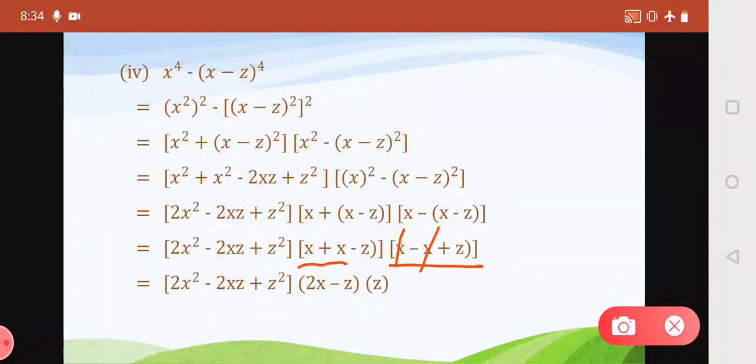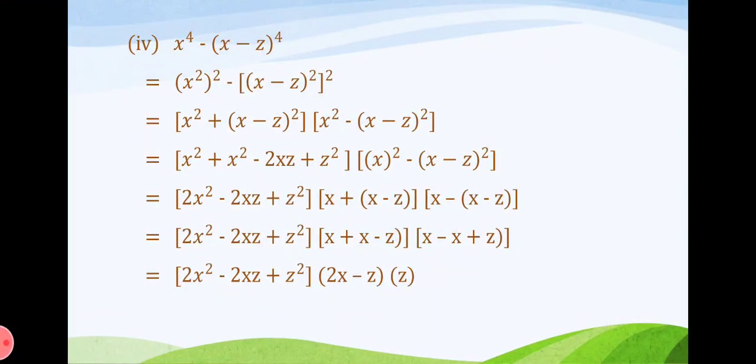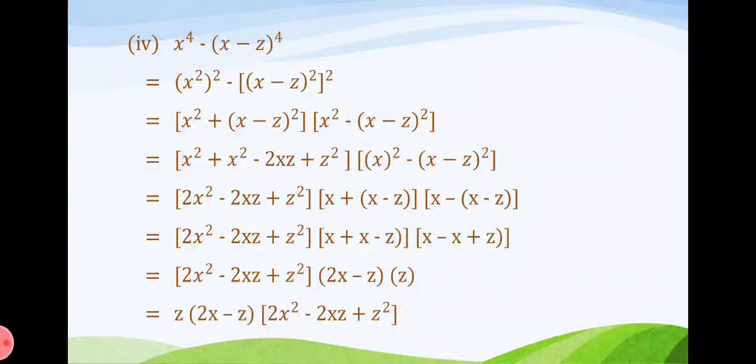Now let's arrange it in a proper way: that is equal to z into 2x minus z into 2x square minus 2xz plus z square. So dear students, when you are solving such types of questions, please take care regarding the signs and also the simplification.